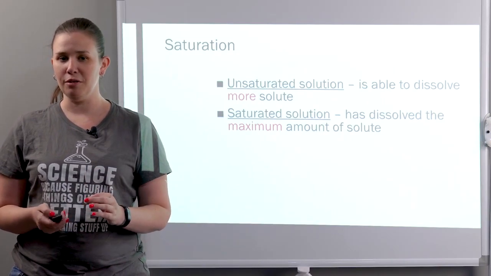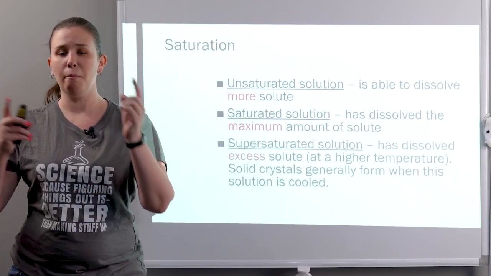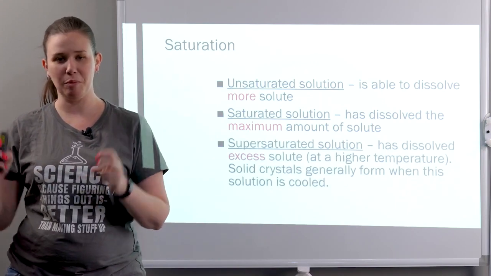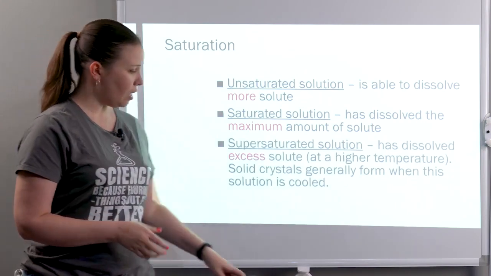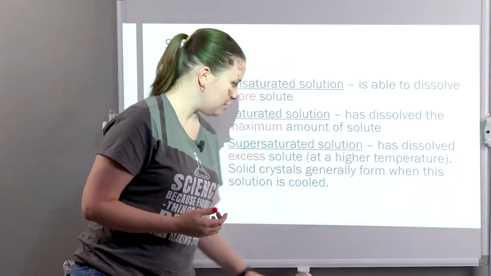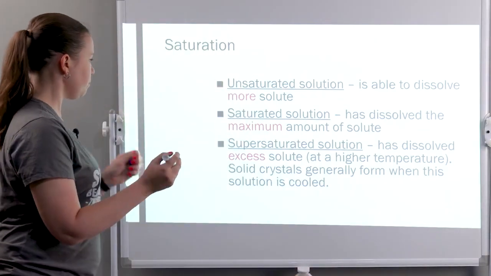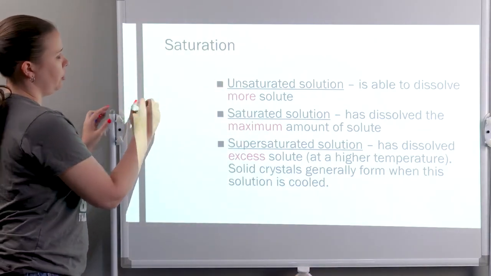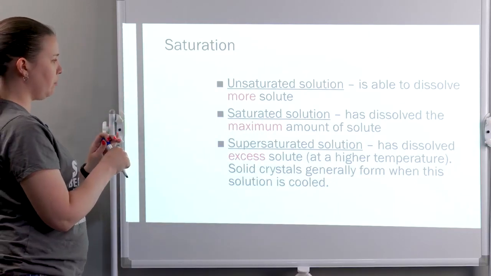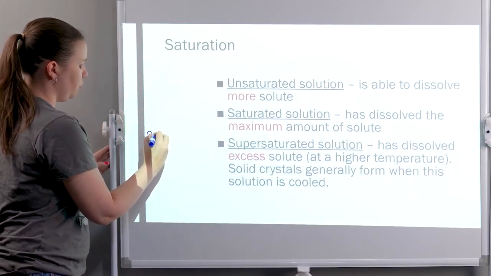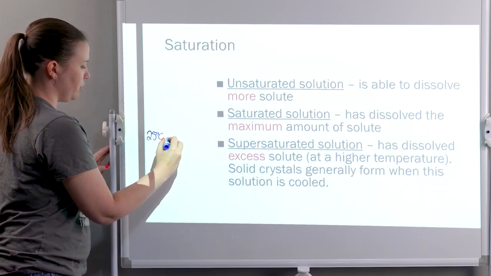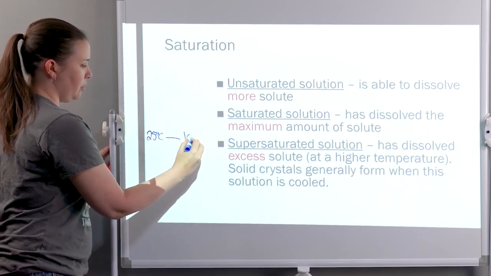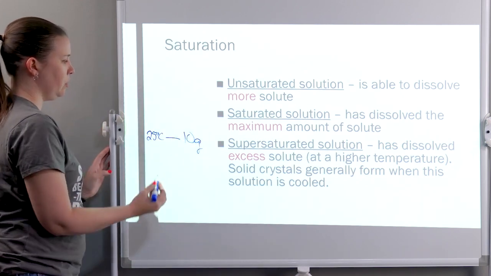Now, this is a little weird, but there's also a way you can hold more than the maximum amount of sugar. This is how rock candy is made, actually. So let's walk through what this would look like. Let's say we have sugar water, on the idea of making rock candy, and we're at room temperature, which is about 25 degrees Celsius. And let's say it can hold 10 grams.